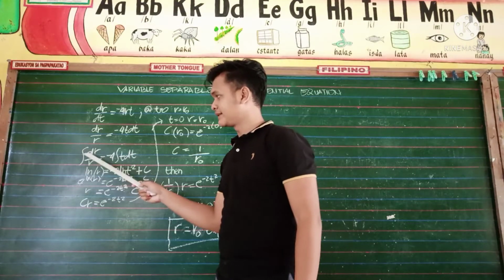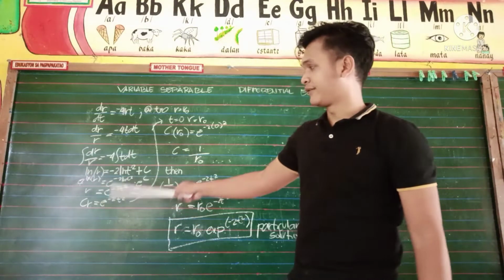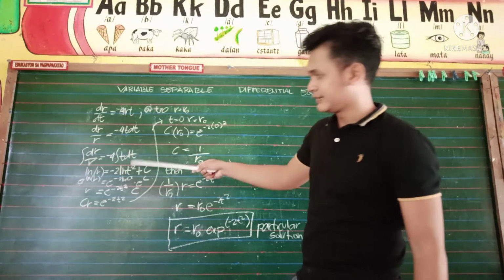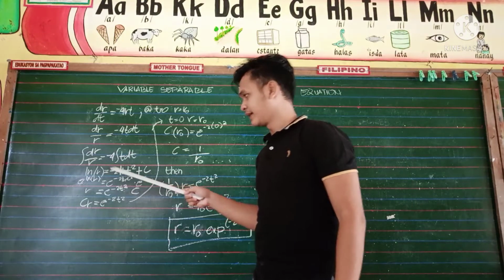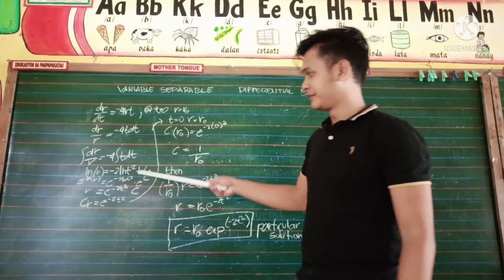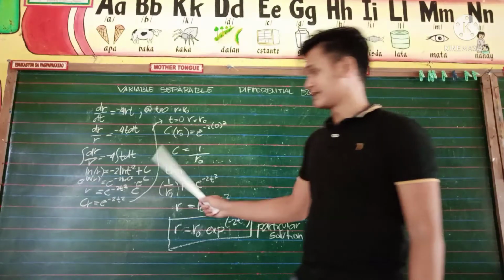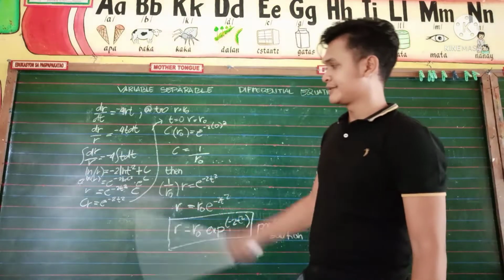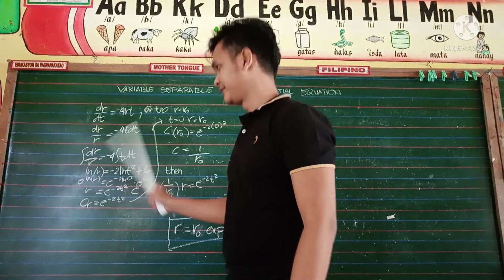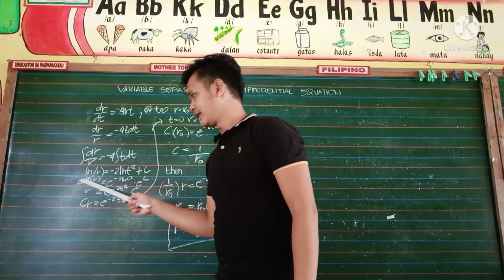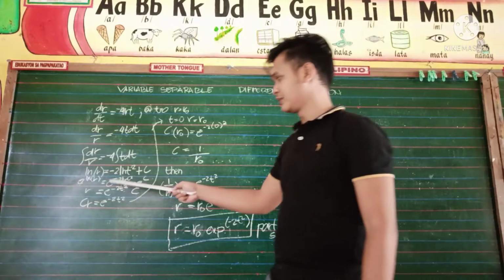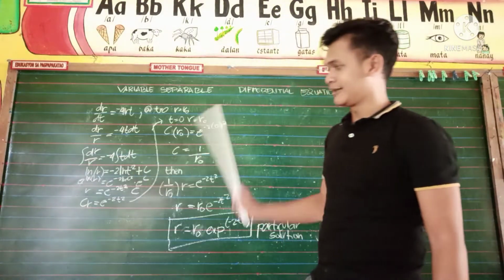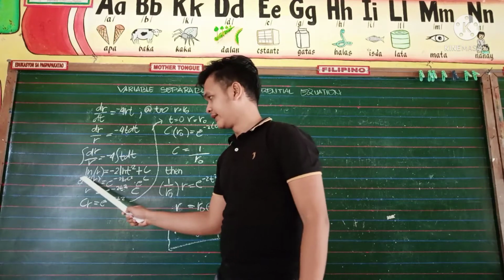So integration of dr over r is equal to ln of r, which is equal to integration of negative 4t dt, which is negative 2t squared plus the constant, integration constant c. So we already have ln on one side. We need to cancel out the ln. So e raised to ln of r is equal to e raised to negative 2t squared multiplied by e raised to c. So cancel out the e and the ln here.